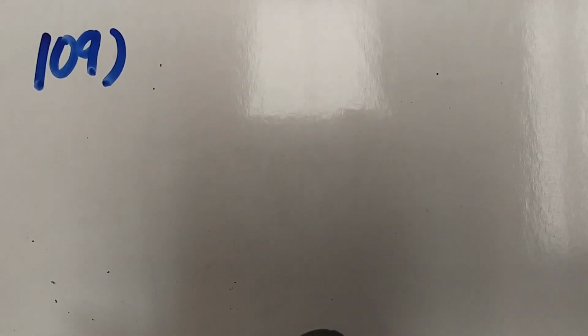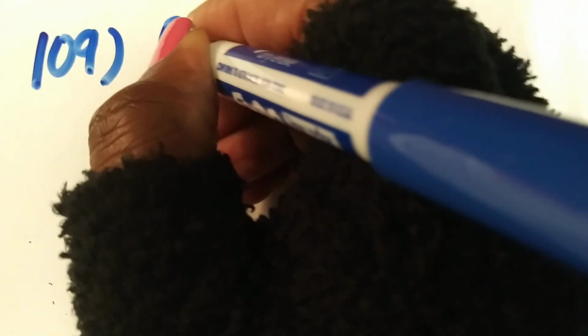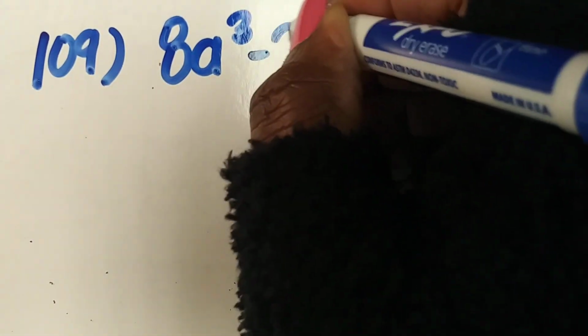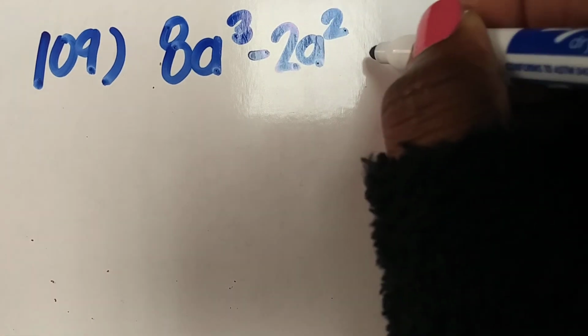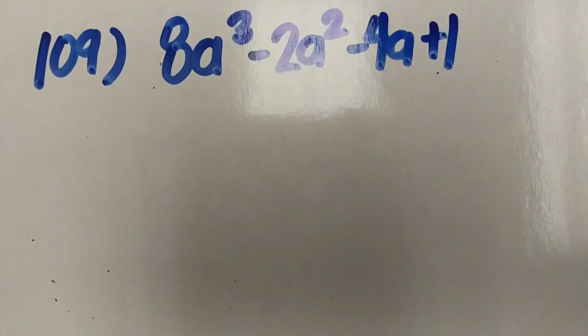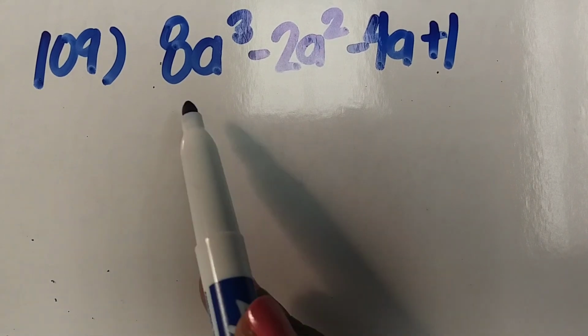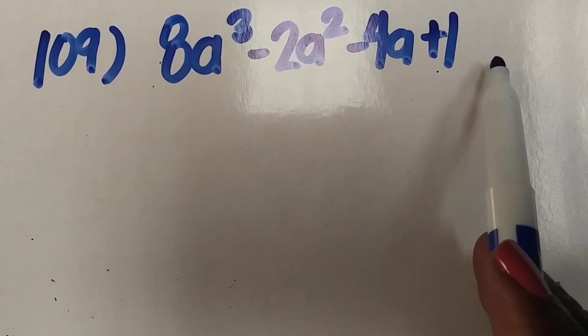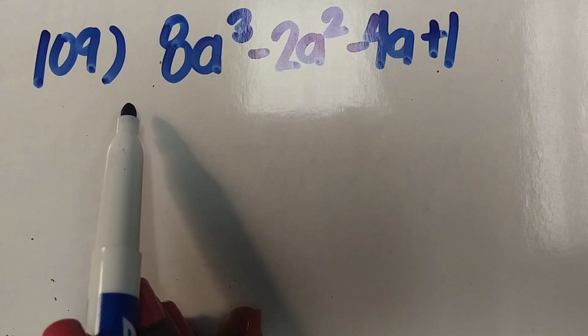And we're still factoring the expression. We have 8a to the third minus 2a squared minus 4a plus 1. I see 4 terms, so I want to first think about factor by grouping. When you're factoring, because we're going to talk about a lot of different ways to factor, the first thing you want to identify is, can I find a GCF out of all 4 terms? And the answer is no.